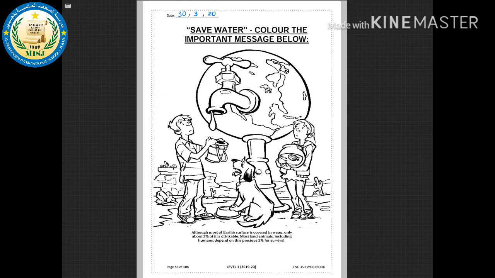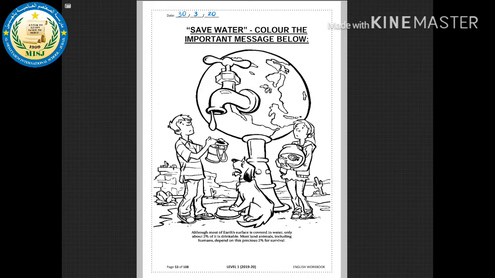Now students, I want you to open page number 53 and look at the picture below. You have to color it. But first, before we start coloring, I want to ask you something. Can you do it? Okay, just take a look at the picture. Try to understand what it means.